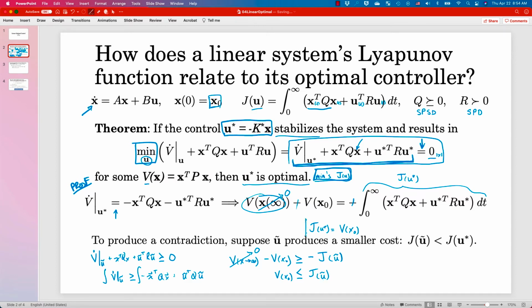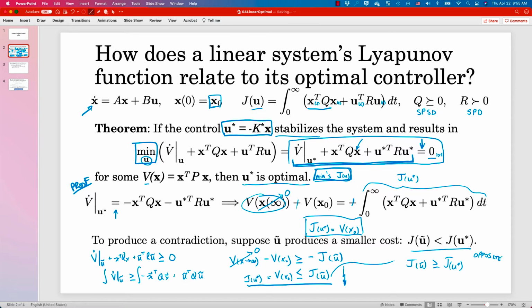But remember that we just derived that this quantity, v of x0, is equal to the cost of u star. Okay, so we've just shown that if we assume u tilde produces a smaller cost, then it produces a greater than or equal to cost. So this is the contradiction. We assumed this thing, and then we derived the opposite thing. So maybe the alligator should be flipped around. This is equivalent to saying j of u tilde is greater than or equal to j of u star, which is the opposite of what we were supposed to show.